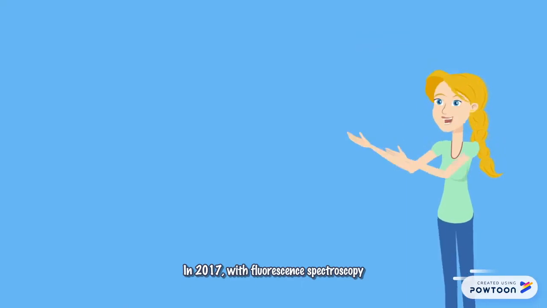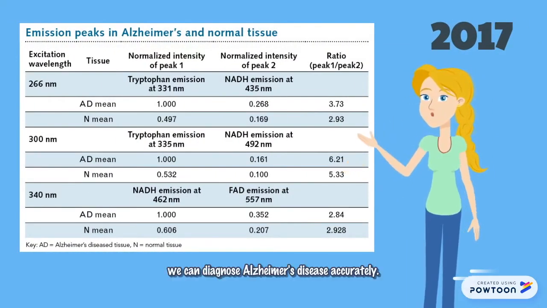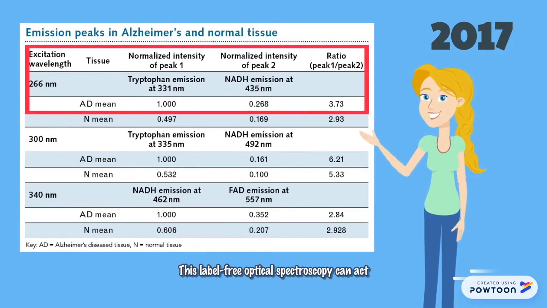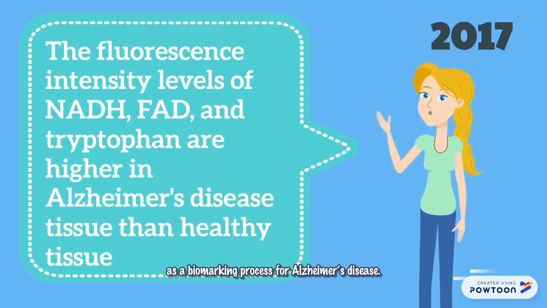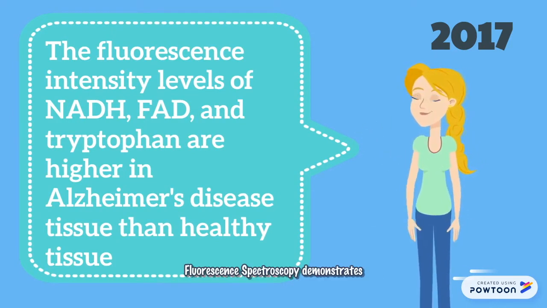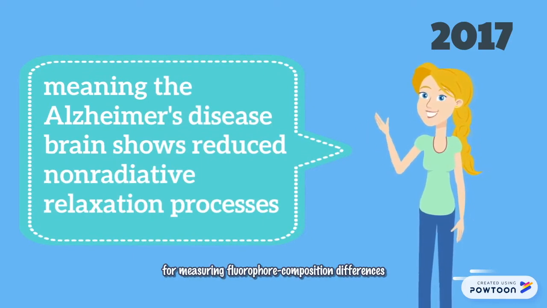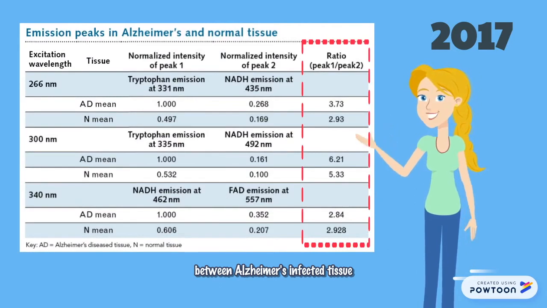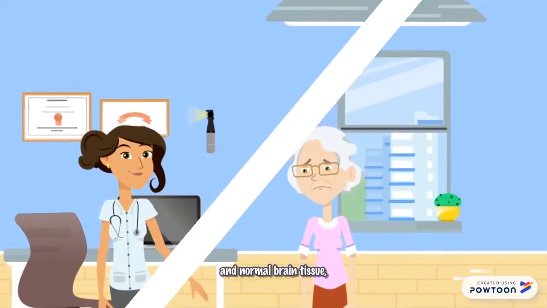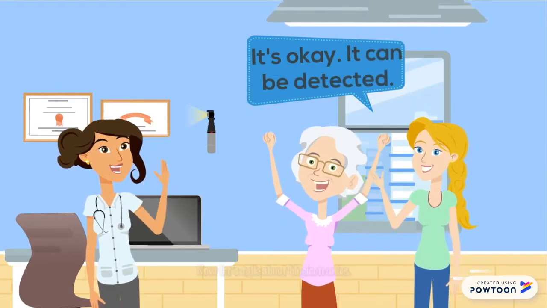In 2017, with fluorescence spectroscopy, we can diagnose Alzheimer's disease accurately. This label-free optical spectroscopy can act as a biomarking process for Alzheimer's disease. Fluorescence spectroscopy demonstrates an effective optical method for measuring fluorophore composition differences between Alzheimer's infected tissue and normal brain tissue, and for detecting early-stage Alzheimer's disease by comparing spectral profiles.